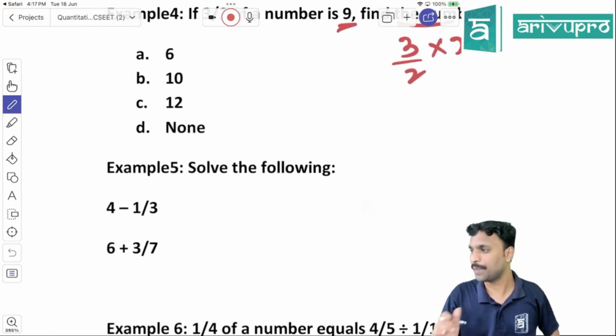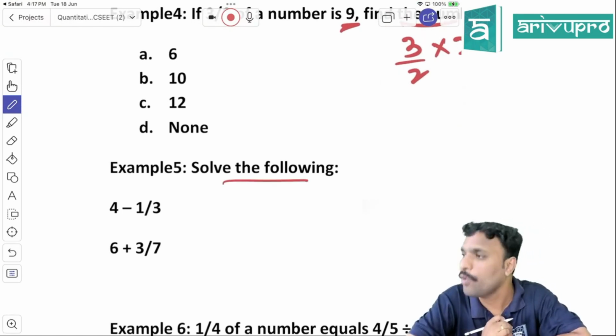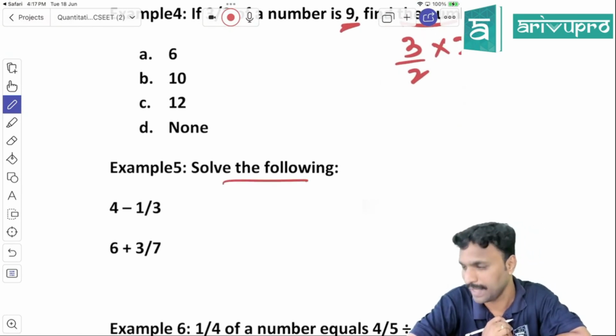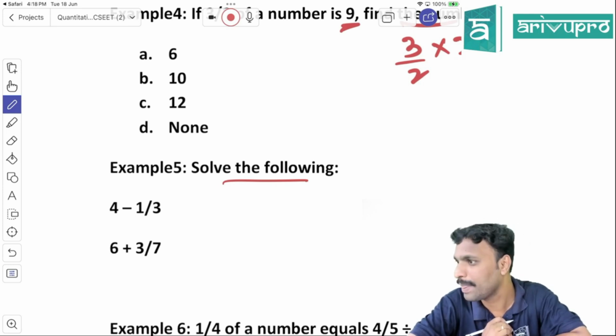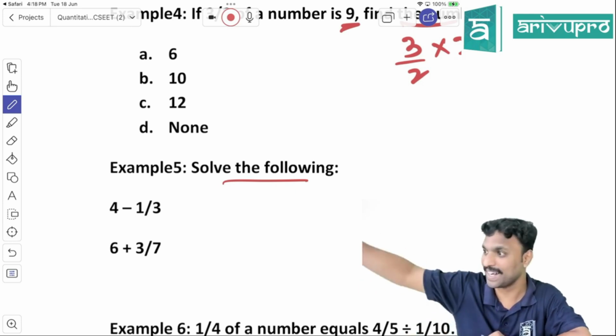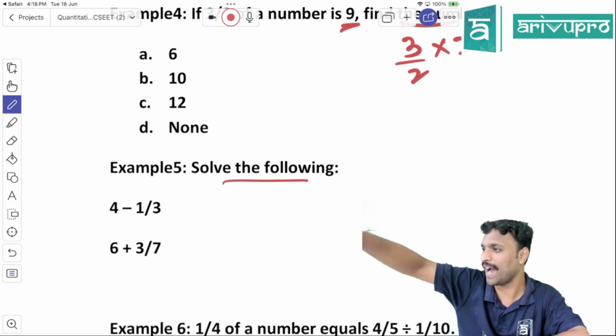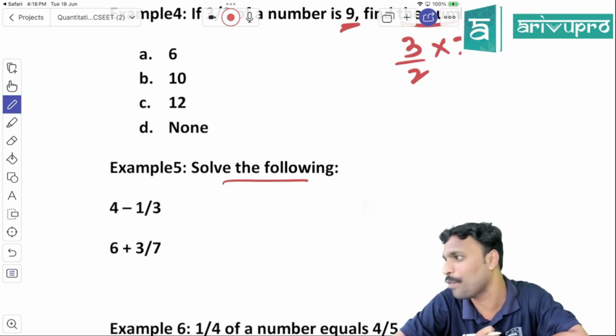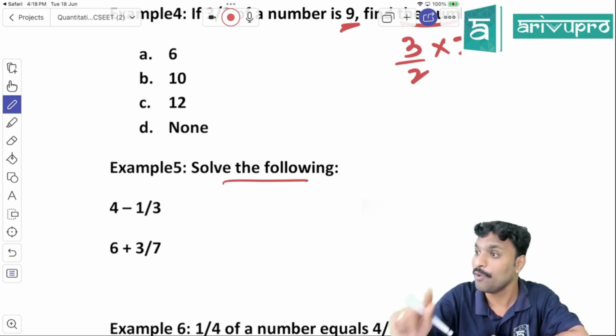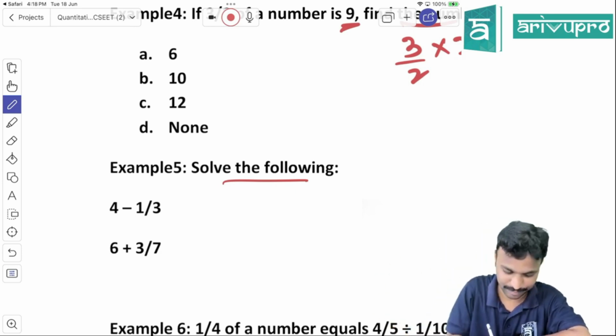Let's solve the next one. Solve the following: 4 minus 1 by 3. What is 1 by 3? 0.3333. 4 minus 0.333 is 3.66666. Recurring, it is 0.33333. If you add 0.66666, what do you get? 0.9999, which is nothing but what? 1, approximately 1.